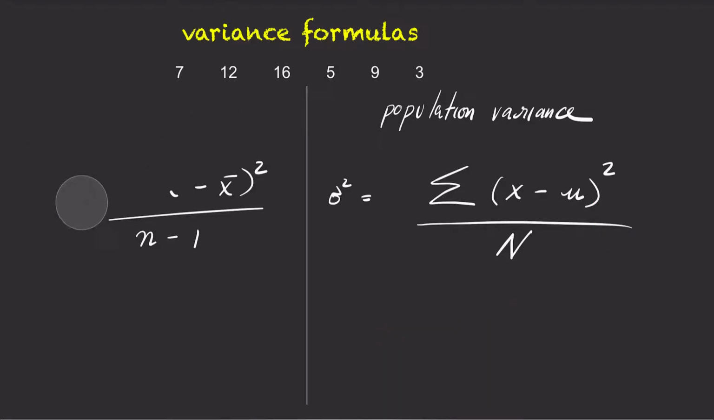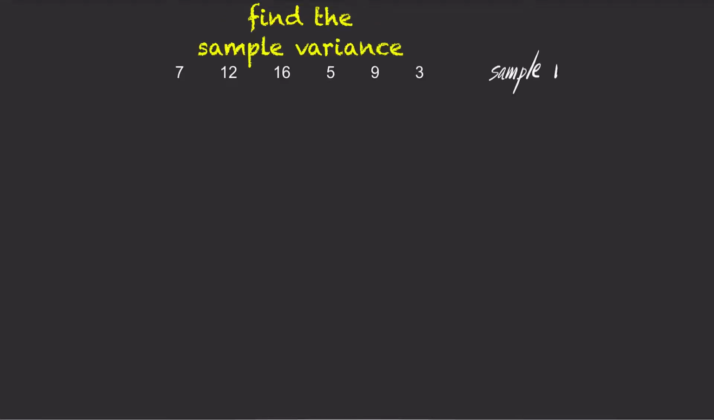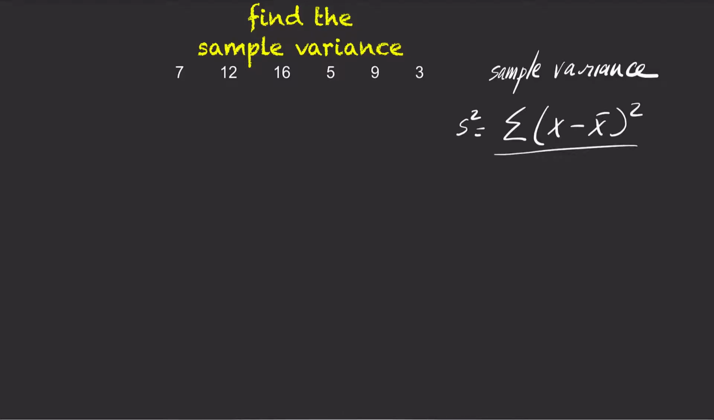Back to the original question, we have a sample dataset and we are asked to find the sample variance. So, we will use the sample variance formula. First, write down the formula: S squared equals the sum of the deviations squared divided by 1 less than the sample size. Note, we already know the sample size is 6. We just need to find the sum of the deviations squared.